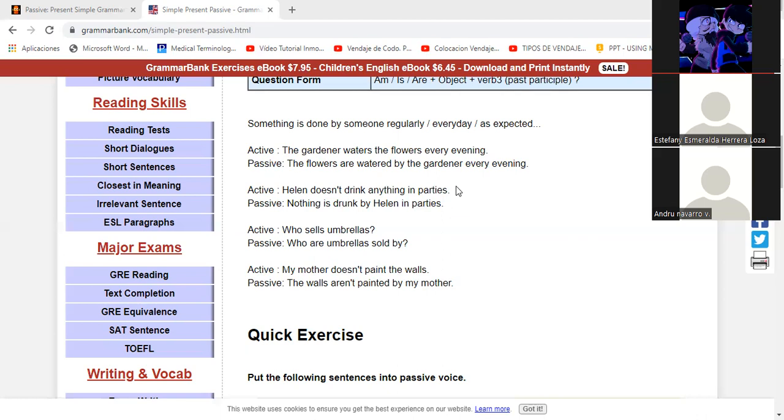Very good. Good job. So you guys get the picture, right? Helen doesn't drink anything in parties. And then the passive using the present simple, nothing is drunk. See where it changes up? That's an irregular verb, drink. You can't say drinked, right? So it's an irregular verb. Nothing is drunk by Helen in parties.